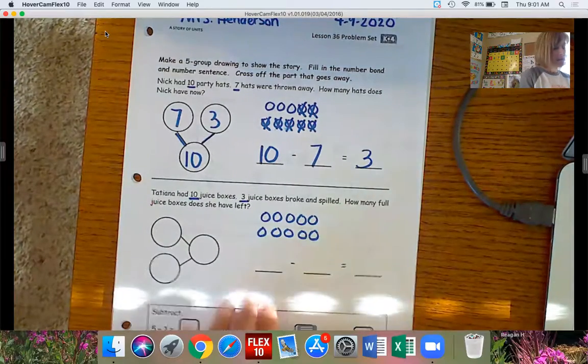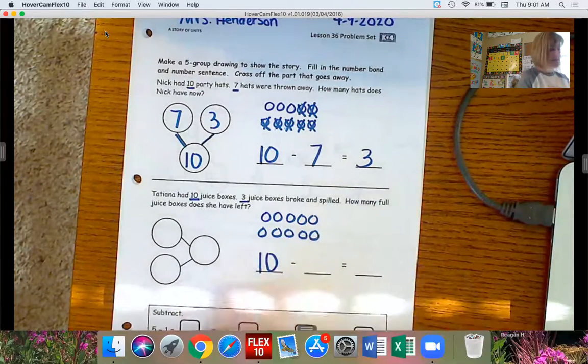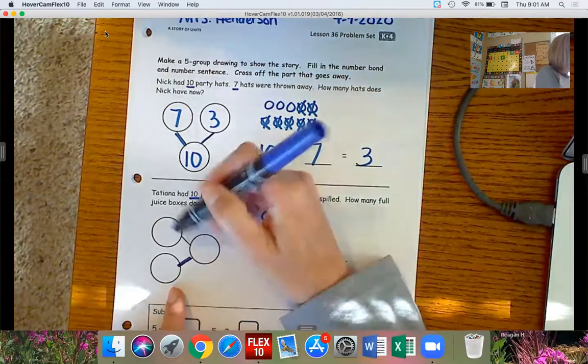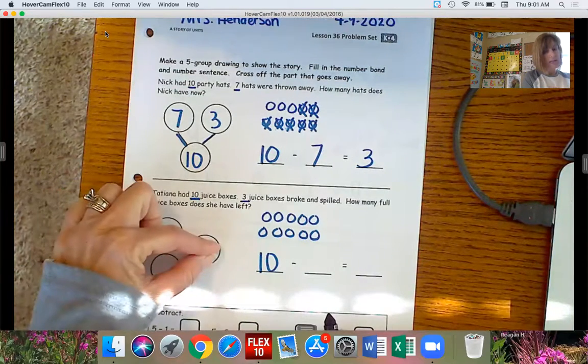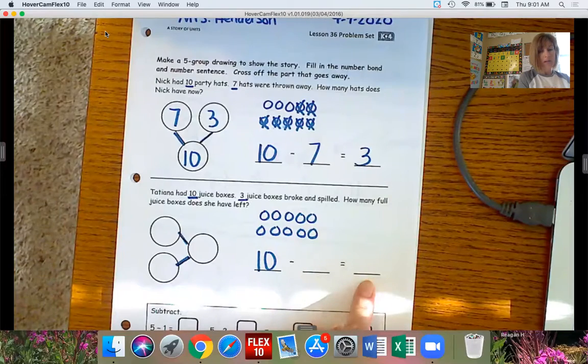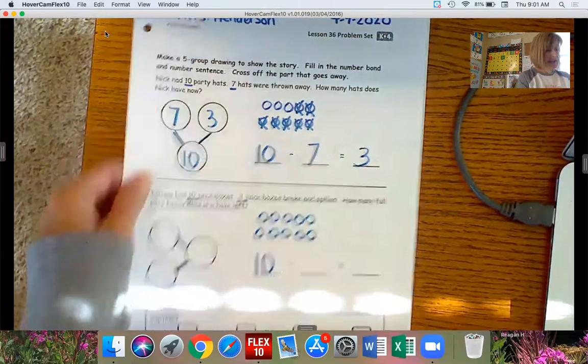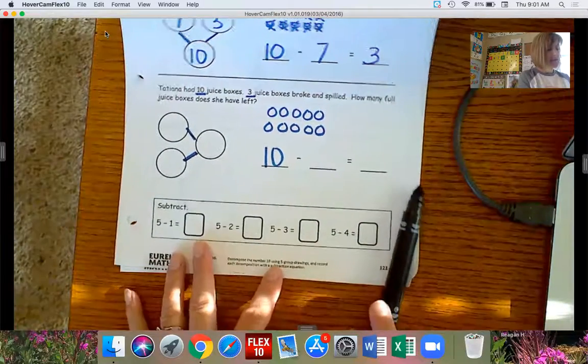Okay, so you need to finish filling in your number sentence. I'm going to start you there with the 10. Remember, our whole number goes here. These are the parts that lead to it. Okay, how many went away goes here. How many are left goes here. Then down at the bottom, it just has some fun practice for us. So you just put the answer in there.